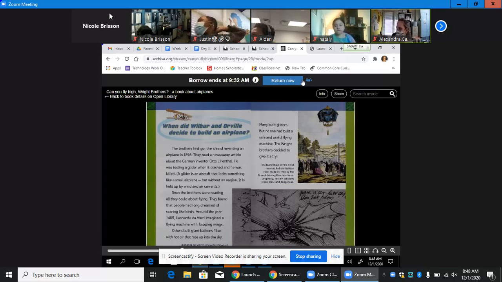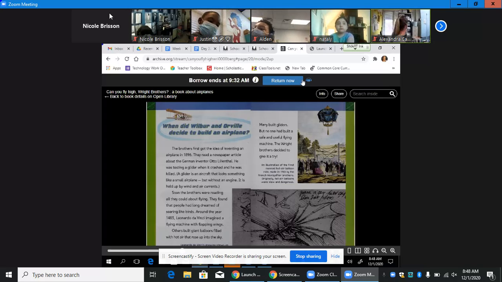A glider is an aircraft that looks something like a small airplane, but without an engine. Remind me at the end of the lesson to pull up a glider and I'll show you what it looks like. But it does not have an engine, so it glides by the wind. So it doesn't need any force to push it. It says it's held up by wind and air currents.